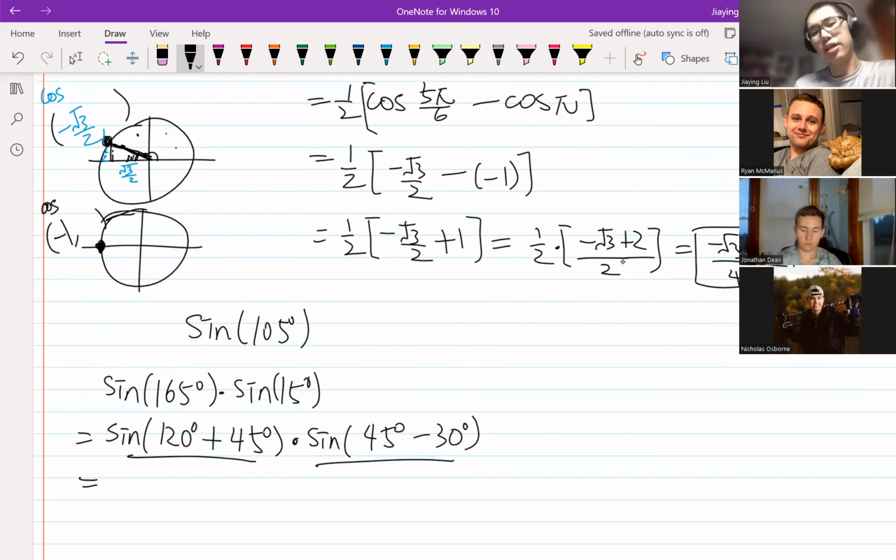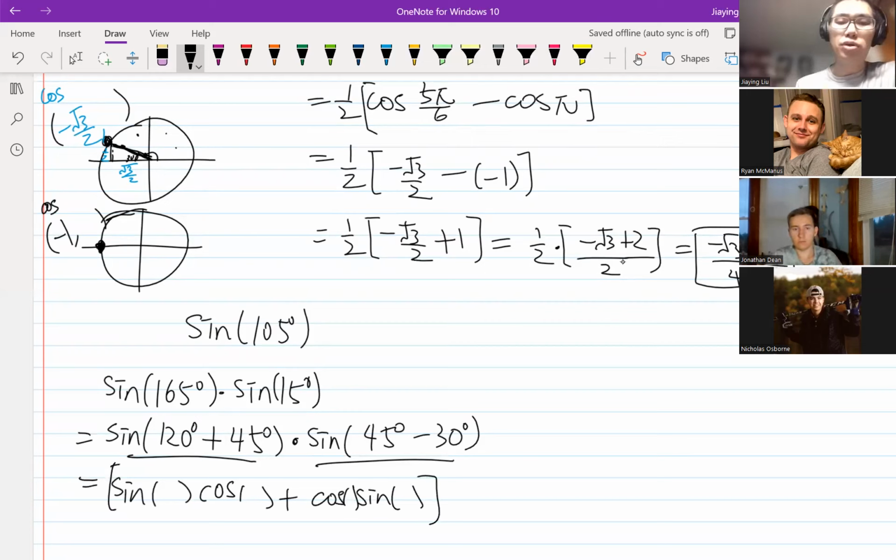Suppose you didn't like the other way I did. So that's going to be just a sine, cosine, plus cosine, sine. And that's one part. And then you have to multiply with the second one, which is a lot longer and has more terms, but it should give you the right answer at the end.